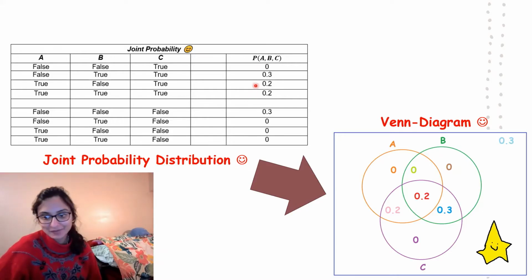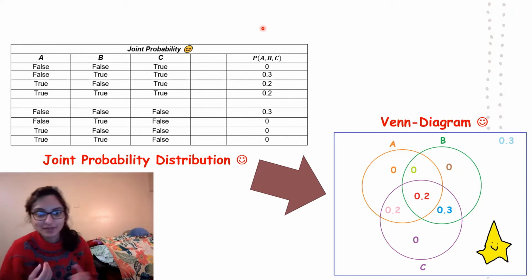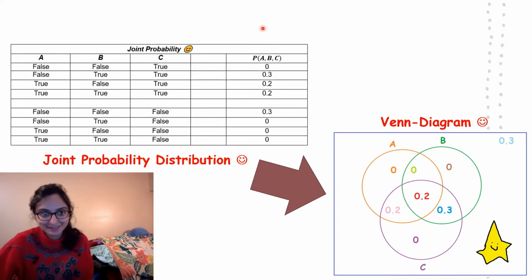In this video we will be talking about how to go from the joint probability distribution for three random variables A, B, and C to the Venn diagram representation. Here, for instance, the probability A is false, B is false, and C is true is 0. The probability A is false, B is true, and C is true is 0.3, 30%. The probability that A is true, B is false, and C is true is 20%. The probability that A is true, B is true, and C is true is 20% as well.